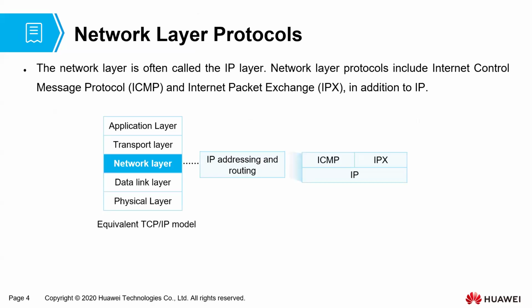Network layer protocols. This layer is often called the IP layer. Protocols include ICMP, IPX, in addition to IP. So common network layer protocols, I think it's a must. You have to know them. We definitely have IP, which is used for the addressing.